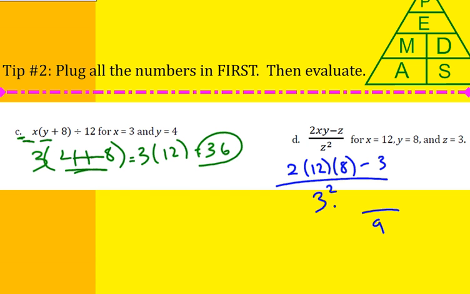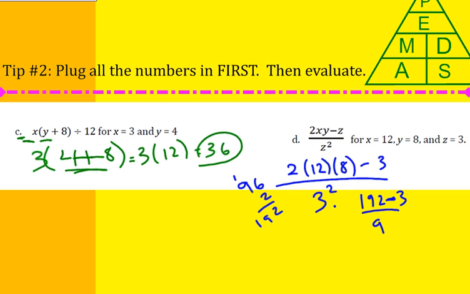Up on top, you're going to have 2 times 12 times 8. So that's going to be 8 times 12 is 96 times 2 is going to be 192. So now take a look here. Here's kind of a common misconception.